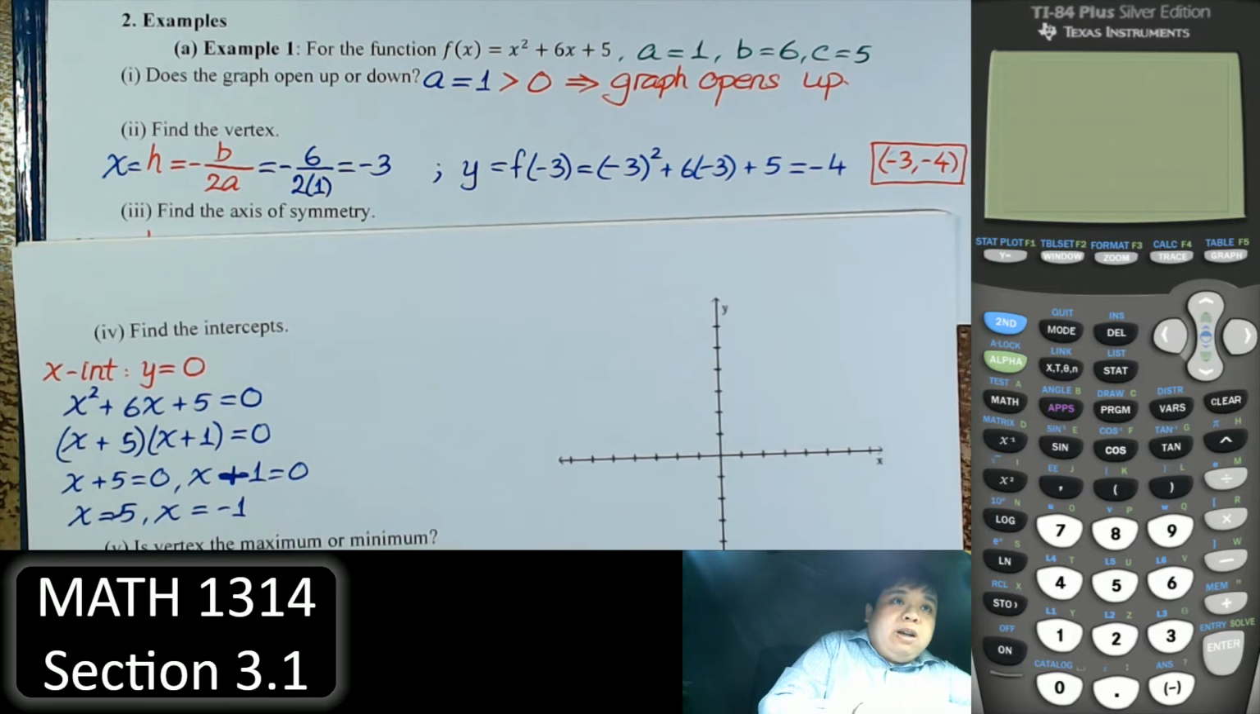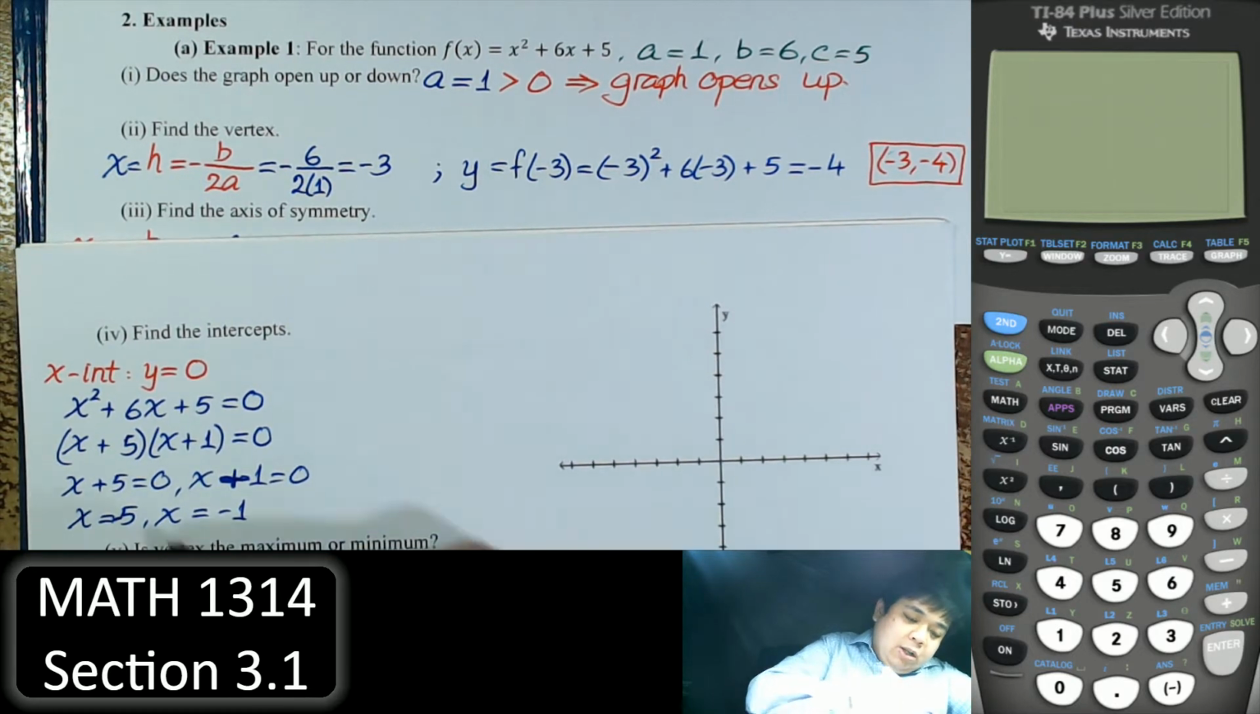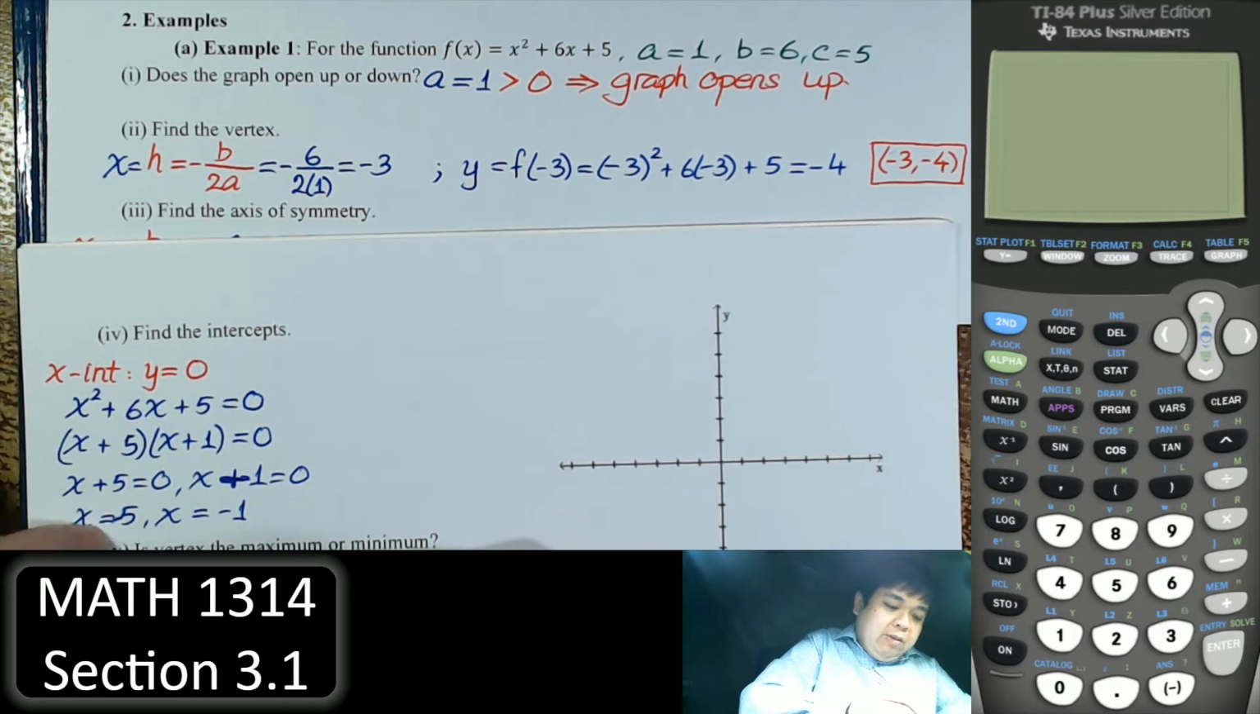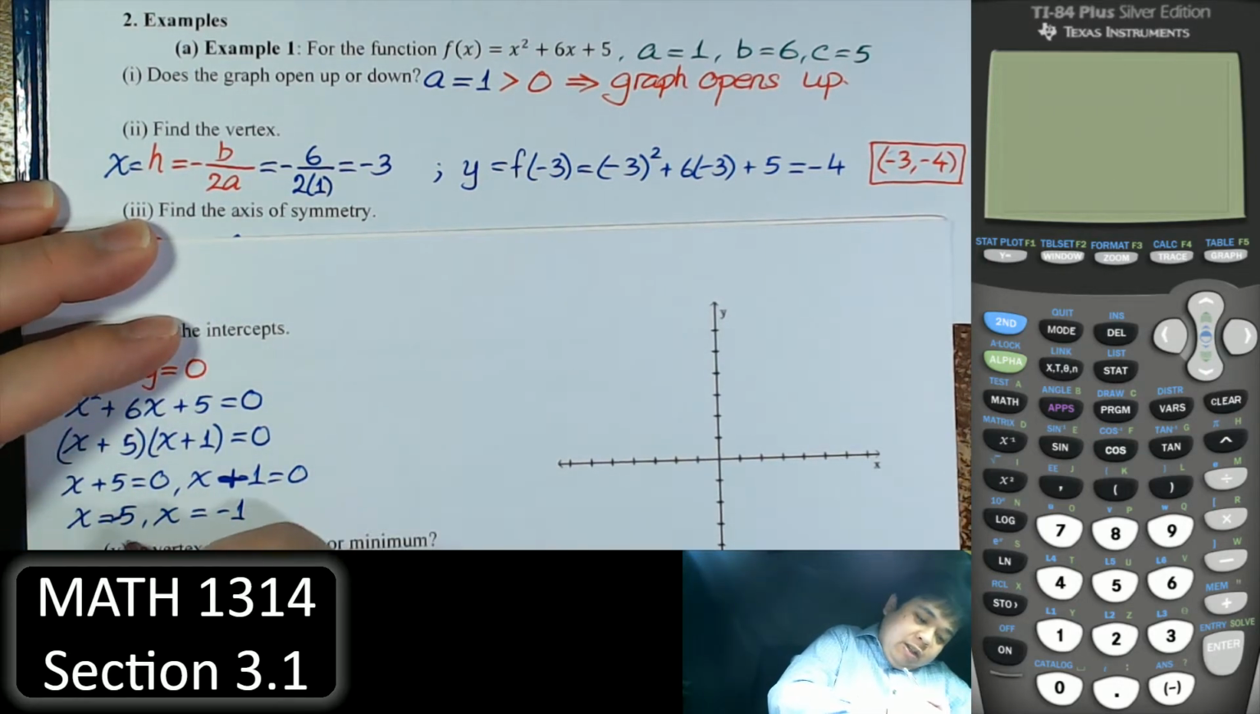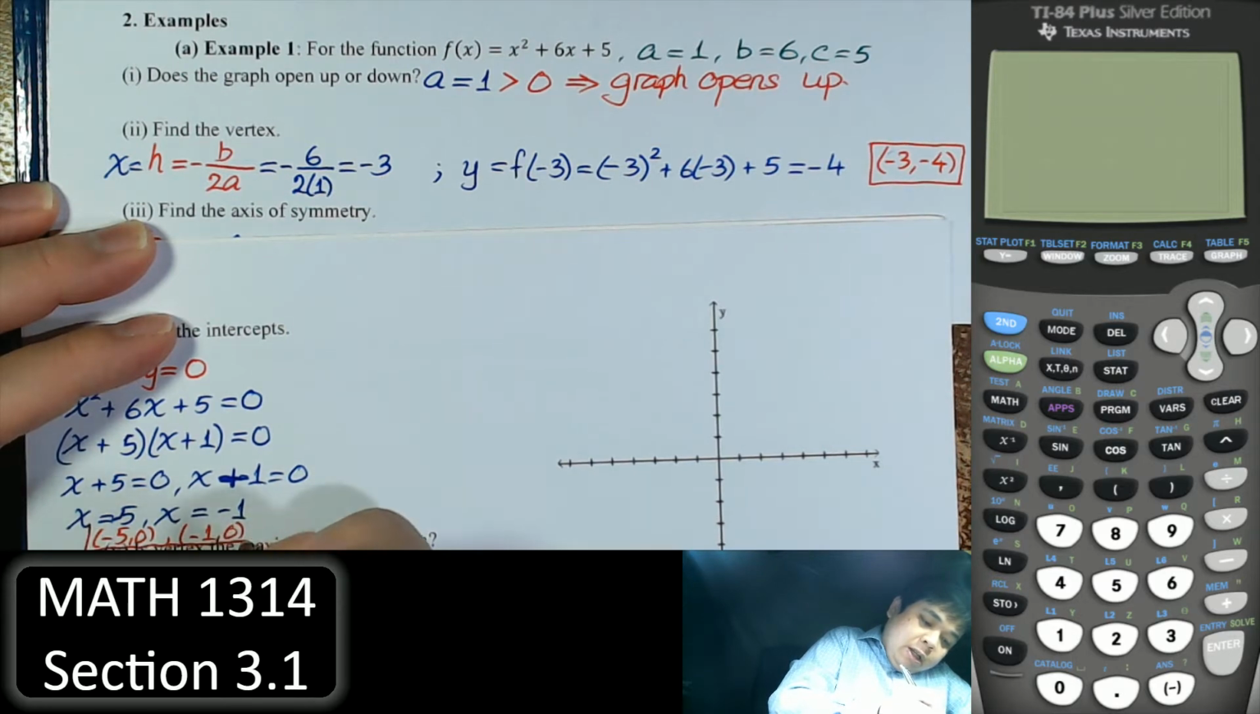So the x-intercepts will be negative 5, 0 and negative 1, 0. We say x-intercepts negative 5 and 0, and negative 1 and 0. That is the x-intercept.